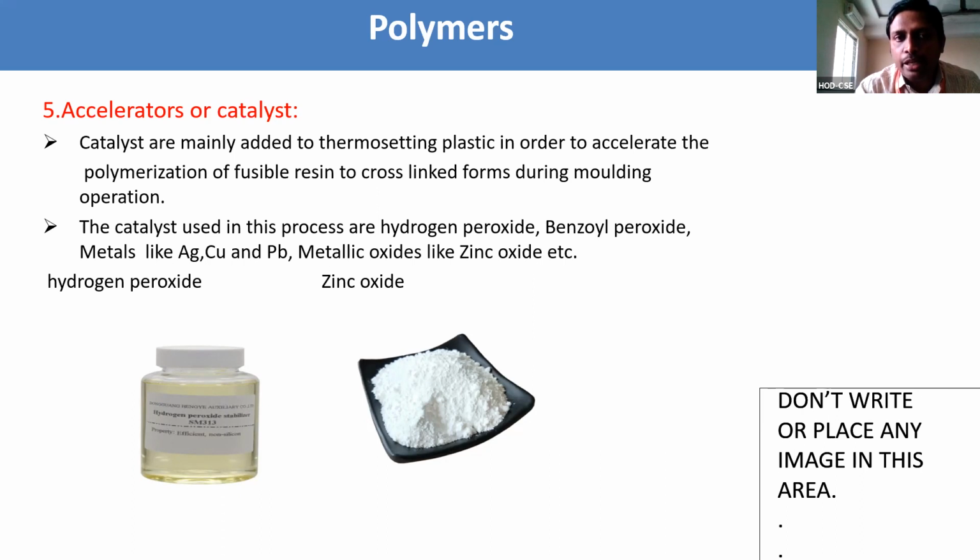Accelerators are mainly used for thermosetting plastics because they are not converted into any other form on heating, owing to the presence of strong covalent bonds between the polymer chains. We add this accelerator to thermosetting plastics in order to polymerize the fusible resin into cross-linked form during the molding operation. These are the different compounding ingredients.